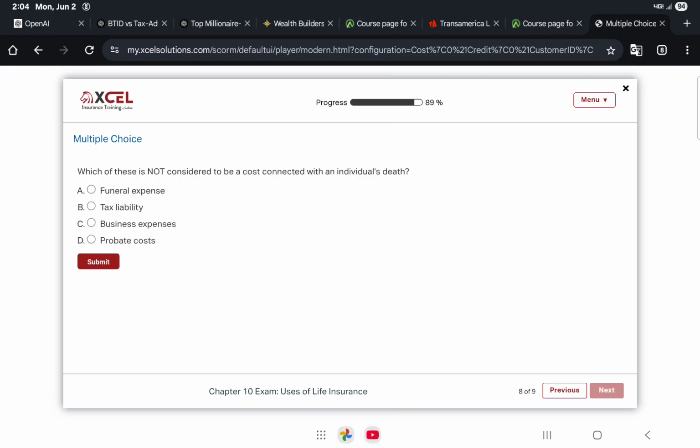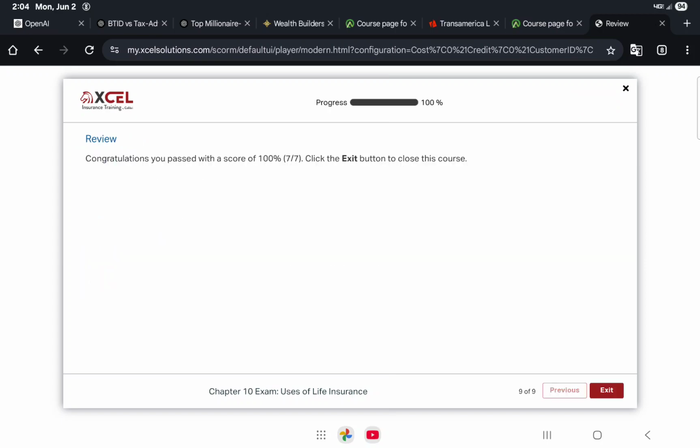Which of these is not considered to be a cost connected with an individual's death? Funeral expense, tax liability, business expense, probate costs. Funeral expense is a yes. Tax liability would be a yes. I'm going to go with business expenses, because a business should have their own. All of them are considered except for the business expense.